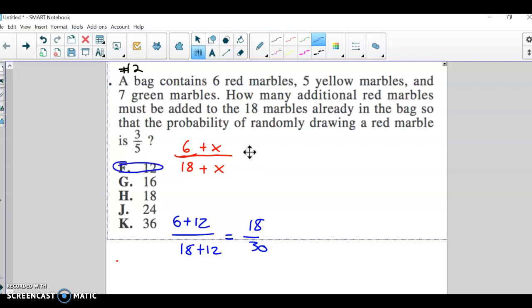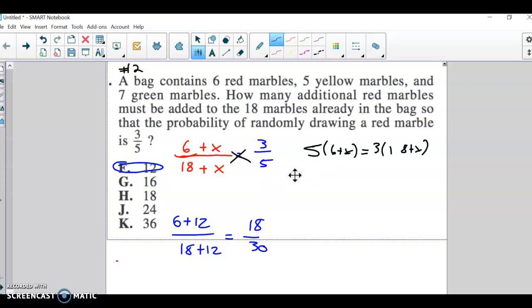Okay, the other route you can do is take this equation of x and then set it equal to the ratio we want, 3/5, and then solve it. And probably the easiest way to solve this is do cross products. So take 5 times (6 plus x) and set that equal to 3 times (18 plus x).